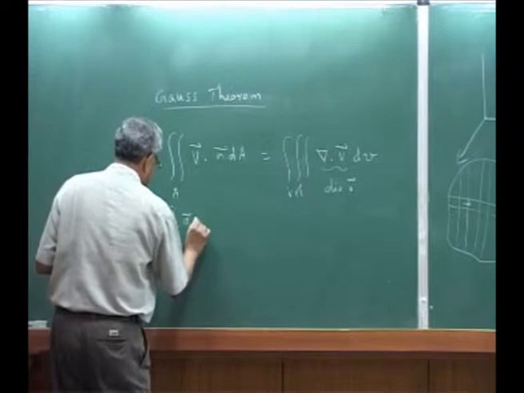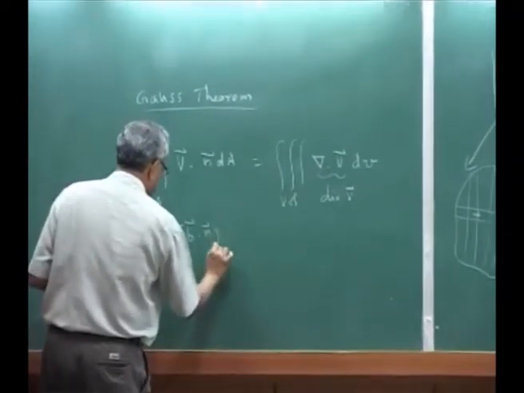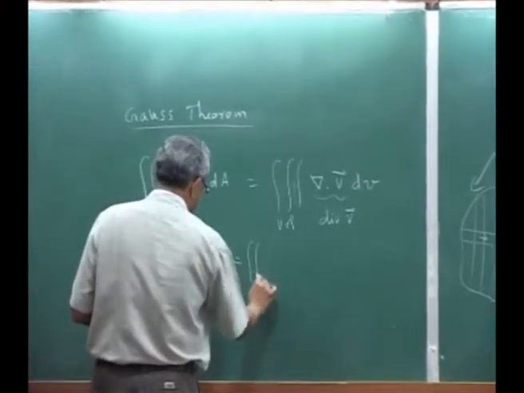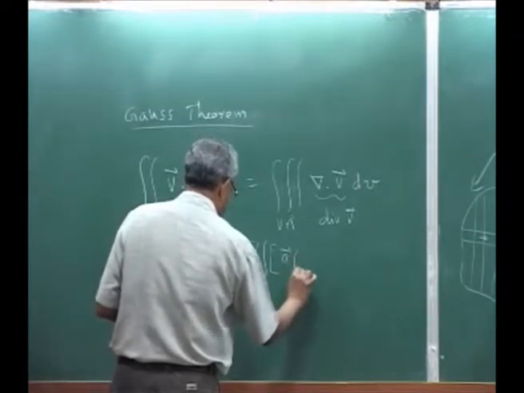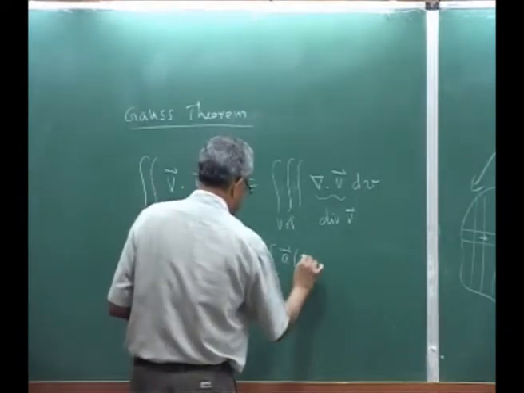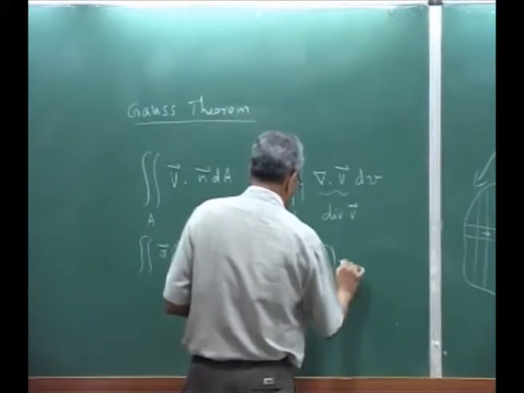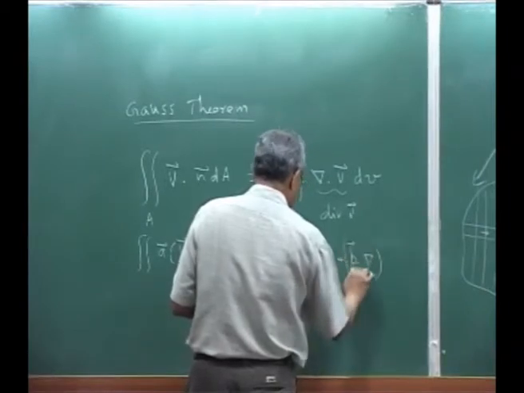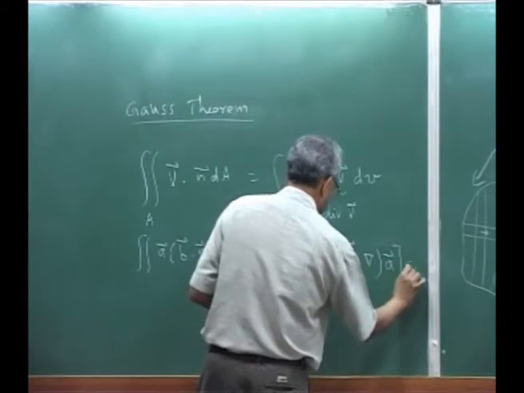A B dot N dA. This becomes the volume integral of A del dot B plus B dot del A dV.